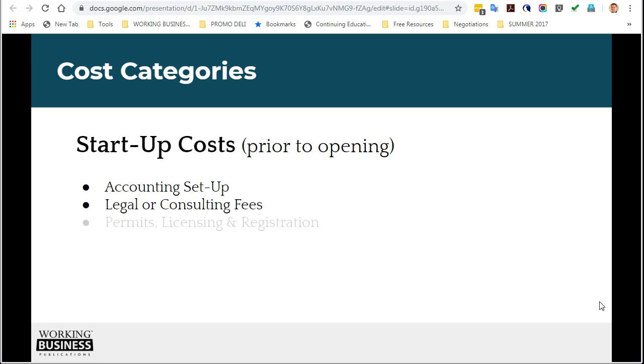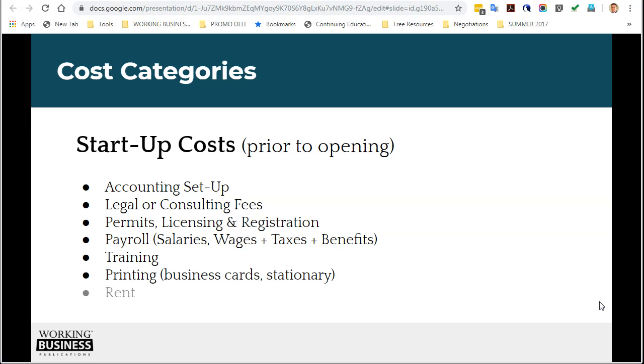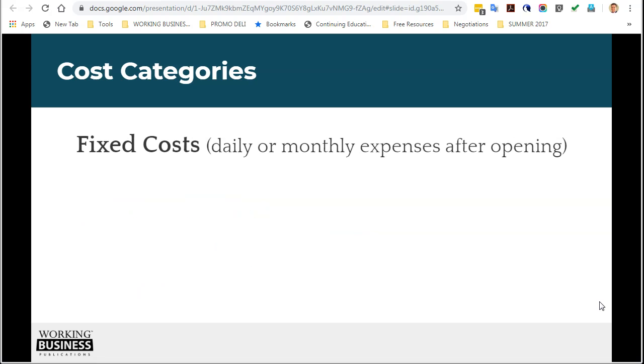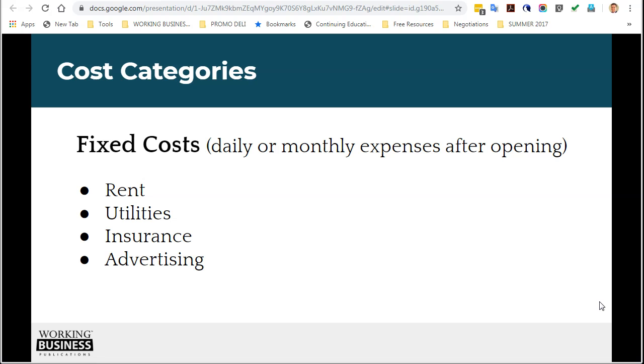Once you get that unit up and running, right, you might have additional costs like accounting, legal, consulting, all these things. Once you get it up and running, then it's no longer startup costs, okay? And it becomes a fixed cost. Those are the costs to keep the business running. And those might be things like rent, utilities, insurance, advertising. These are not the costs to offer the specific product or service.